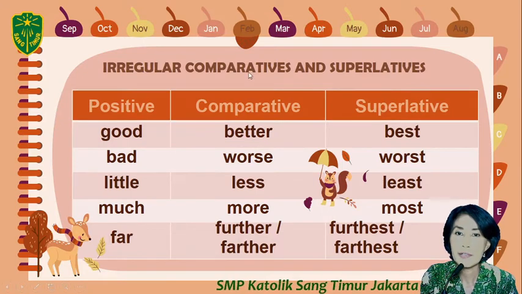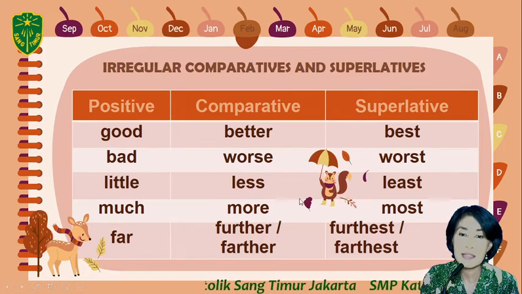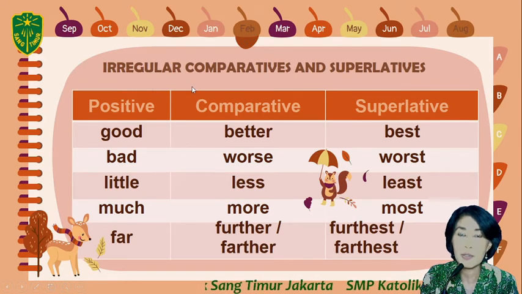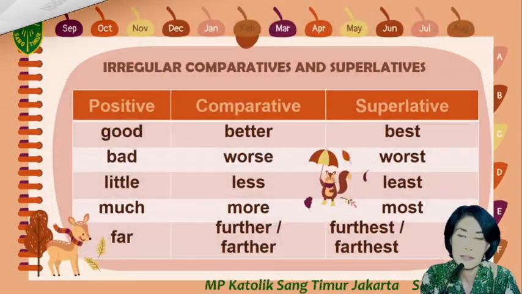There are irregular comparative and superlative adjectives. Positive, good. Comparative, better. Superlative, best. Good, better, best. Bad, worse, worst. Little, less, least. Much, more, most. You have to memorize them because they are irregular, because they have no pattern for the comparative and superlatives.